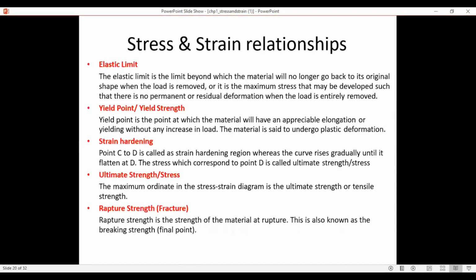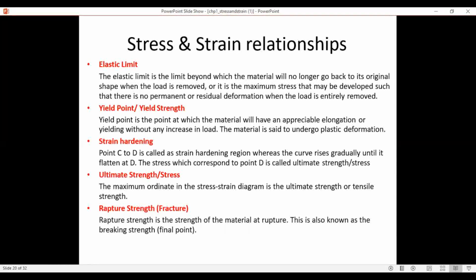Elastic limit is the limit beyond which the material will no longer go back to its original shape when the load is removed, or the maximum stress that may be developed such that there is no permanent or residual deformation when the load is entirely removed. The yield point or yield strength is the point where the material will have an appreciable elongation or yielding without any increase in the load. It undergoes plastic deformation.